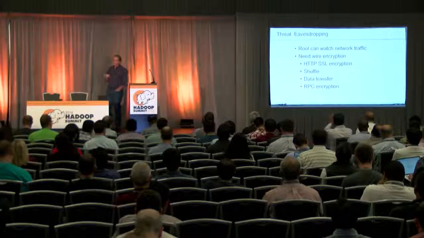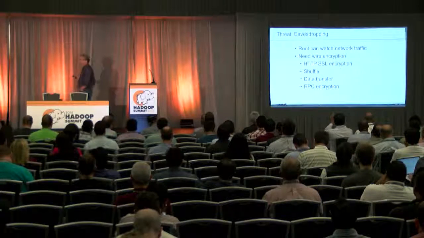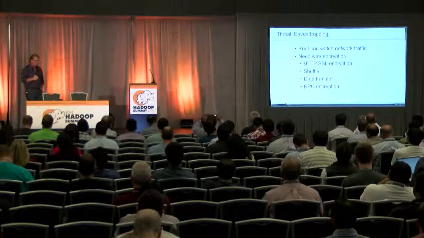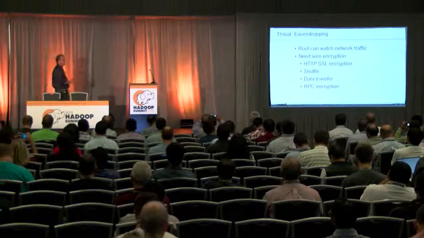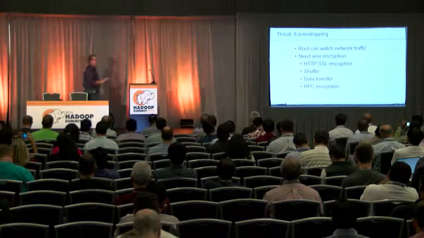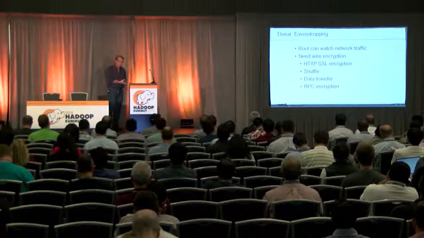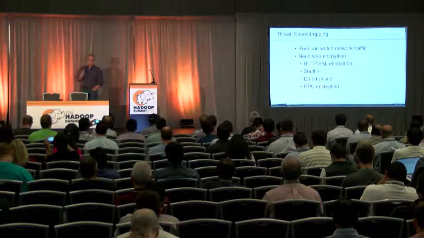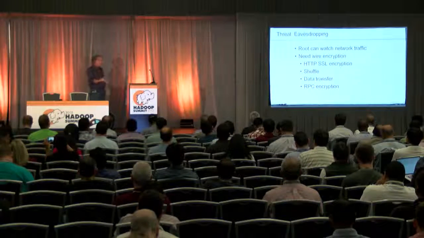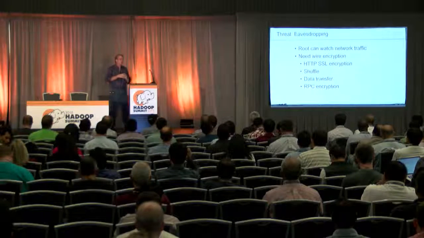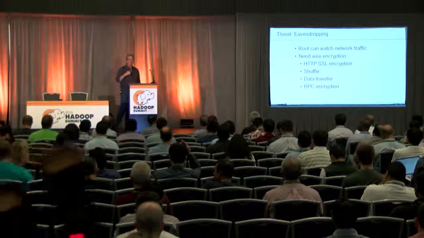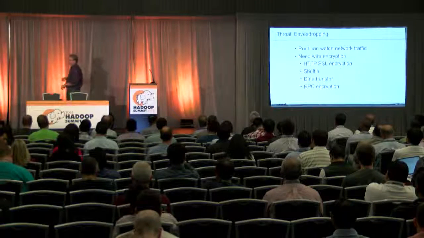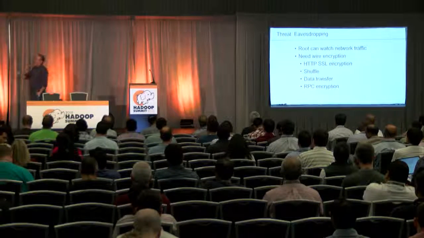All right, so if you're blocking people outside, now you want to start thinking about eavesdropping on the network. Again, root can watch traffic going across the network. This is part of why root's a problem on your cluster. And so if you have a firewall, then you only need to worry about root access inside that firewall. If you don't have a firewall, then you need to worry about root outside the firewall.